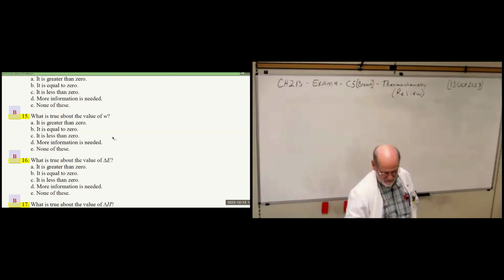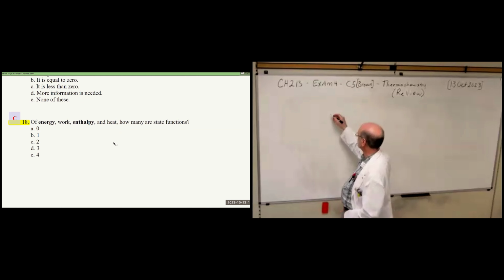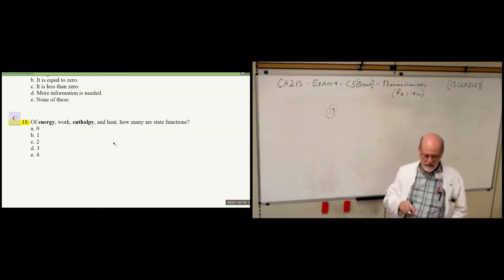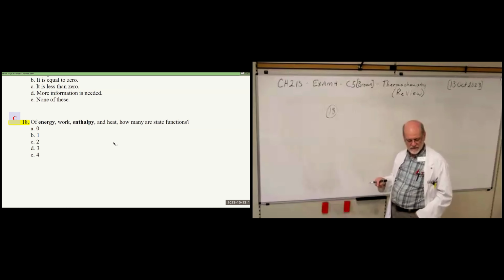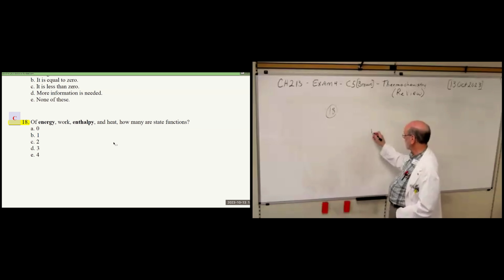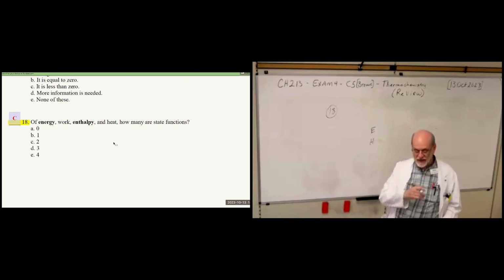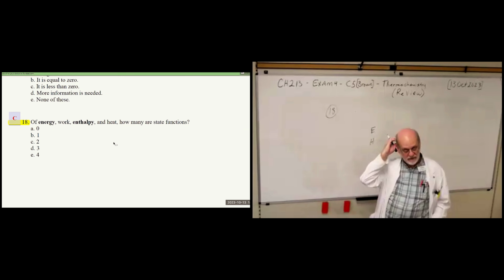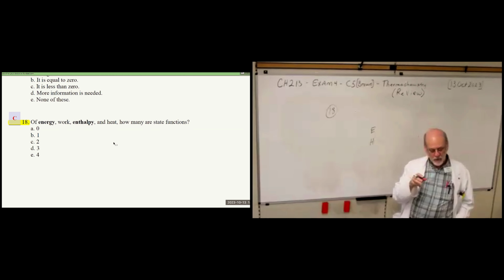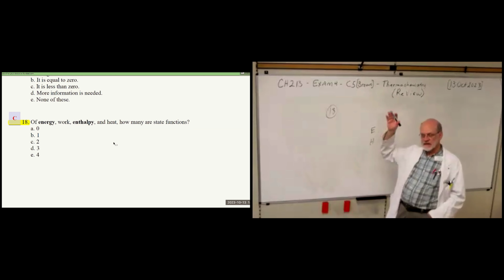Let's scroll down. 18. All right, I told you this one. How many of these are state functions? Energy, work, enthalpy, or heat? Well, I got them highlighted there. Energy and enthalpy are state functions. In other words, we don't care how they got from one place to another. All we need to know is the beginning and the ending. Whereas work and heat are path functions. It does matter what path they take to get where they're going.